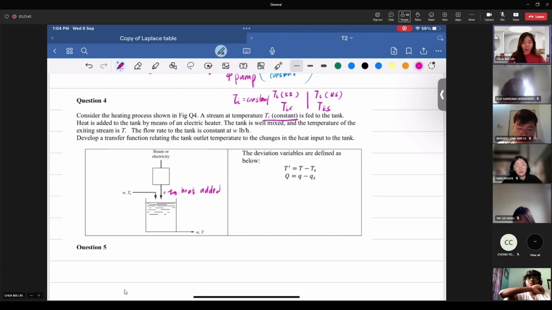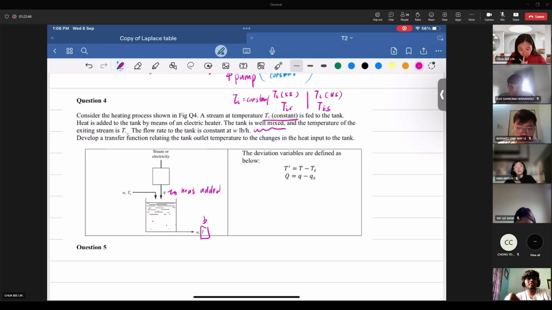The tank is well mixed. This sentence means that during steady state, when it achieves equilibrium, the exit temperature will be the same at any point inside your tank. Left, right, up, down, so it means well mixed. The temperature will be exactly the same when it flows out, when it achieves equilibrium. So the temperature is assumed to be the same because of the keyword well mixed. The temperature of the exiting stream is T. The flow rate to the tank is W, in pounds per time, meaning mass per time. This is an English unit; we would use maybe kg per second, for example. So this is actually the mass rate.